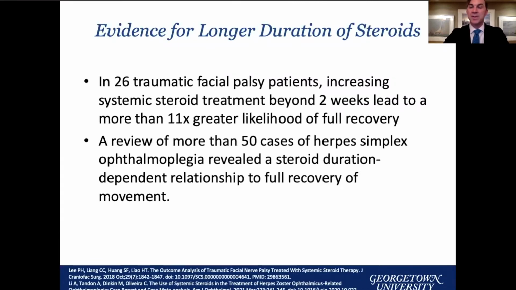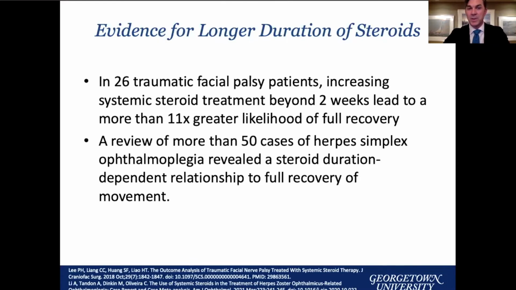So what is the evidence for better treatment? Even if we knew which patients weren't going to get recovered, how would we treat them, and what would we do, and what does the data show? Well, there is some evidence. In 26 patients with traumatic facial palsy, a study showed that patients who underwent a greater duration of systemic steroid treatment, for more than 14 days after the onset of their condition, had an 11.5 times greater likelihood of full recovery of their facial nerve as compared to the patients who only had a 7-day treatment course.